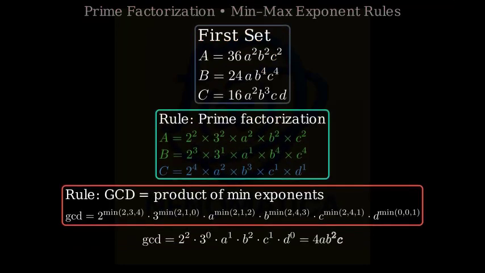Multiplying, we get 2 squared times 3 to the 0 times a to the 1 times b squared times c to the 1 times d to the 0. That simplifies to 4ab squared c.